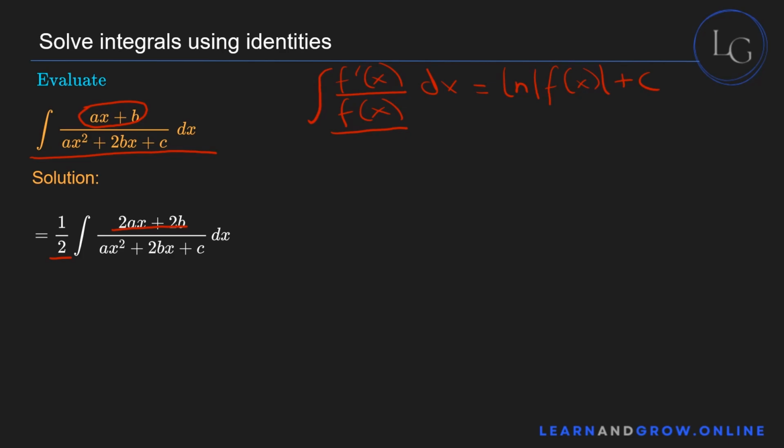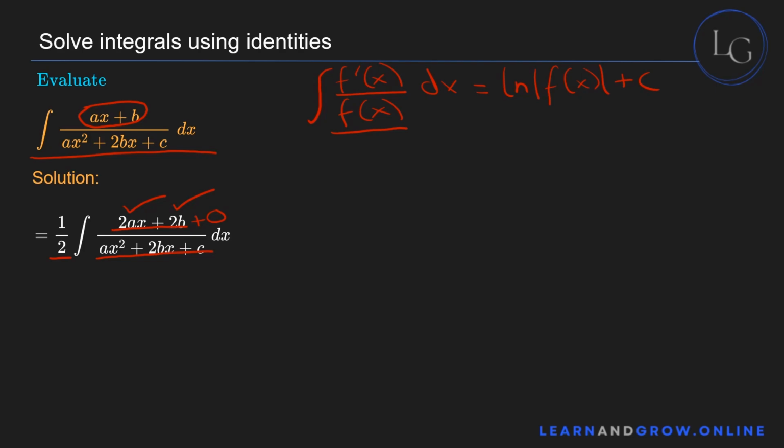Now you can see that the denominator and the numerator is now indeed the derivative of the denominator. The derivative of ax² is indeed 2ax, the derivative of 2bx is indeed 2b, and the derivative of c, which is a constant, is just 0.